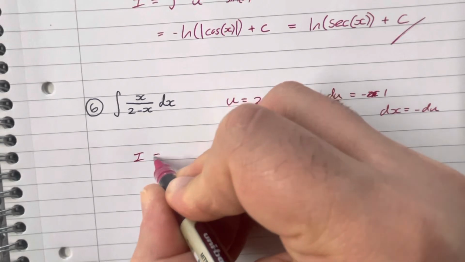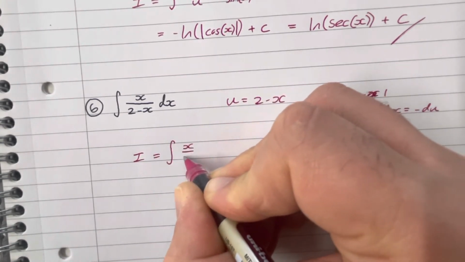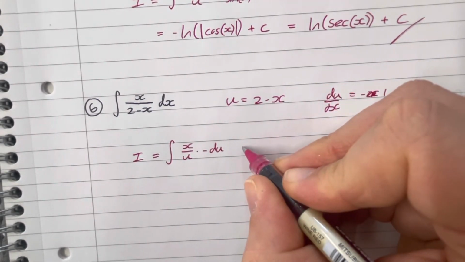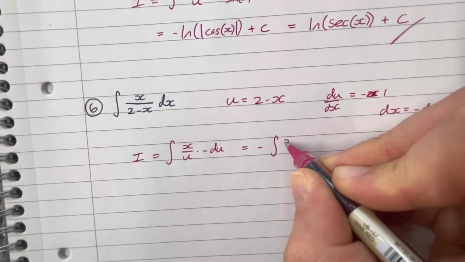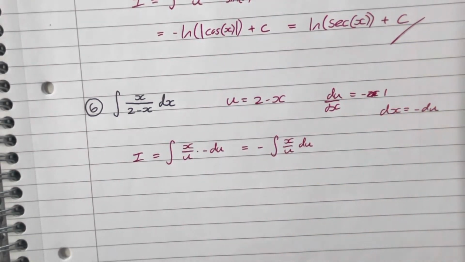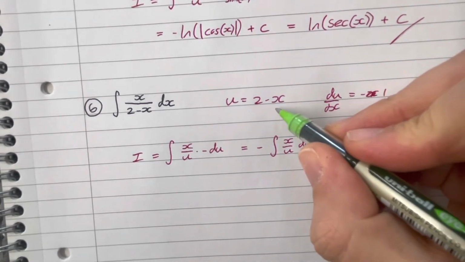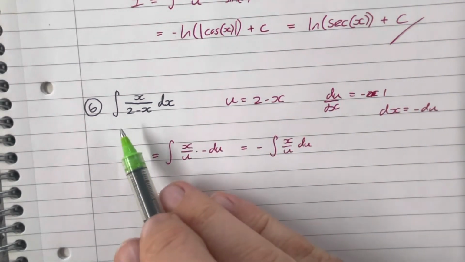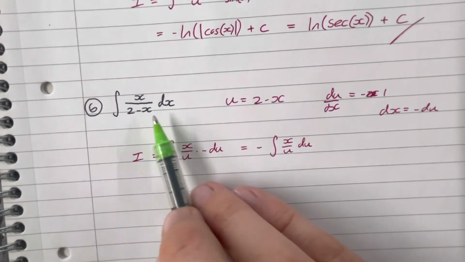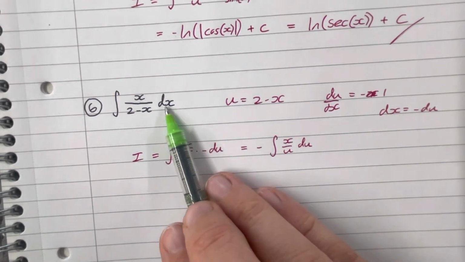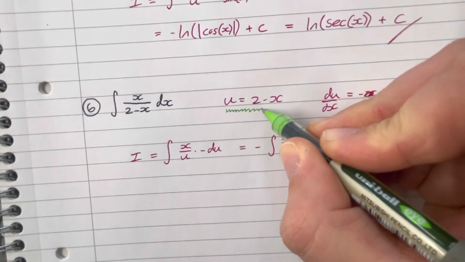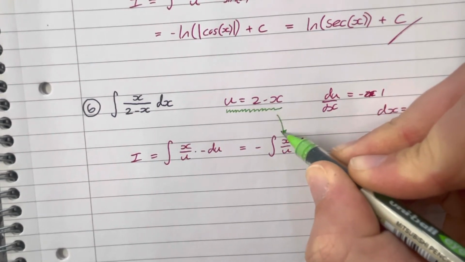So the integral will become the integral of x divided by u times negative du, which is minus the integral of x over u du. Now this one I've included because I need to make use of this substitution a third time. You always have to make use of it twice, once to make the substitution in the integrand and once to get rid of the dx to turn it into a du, but now I'm still left with an x, so sometimes we need to use this a third time to get rid of that x in there.